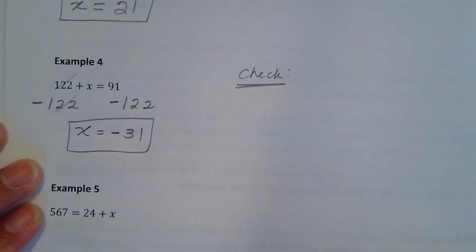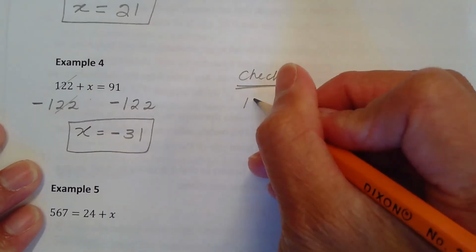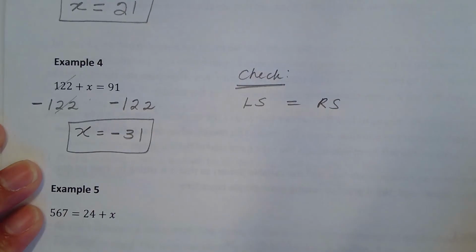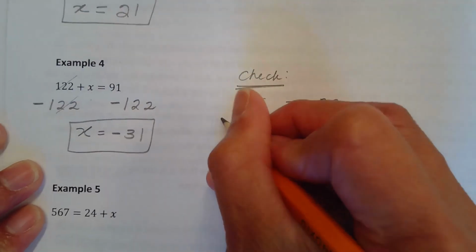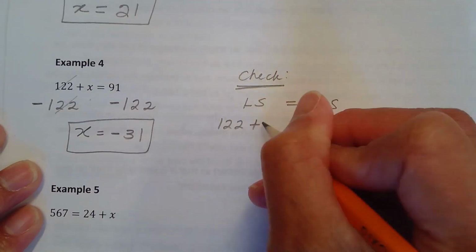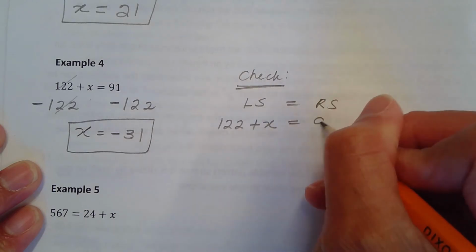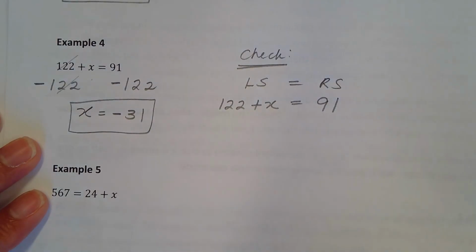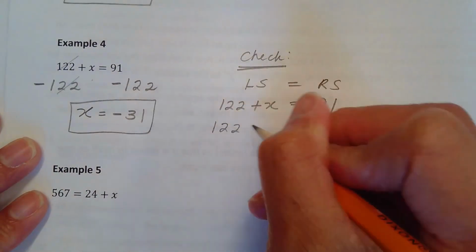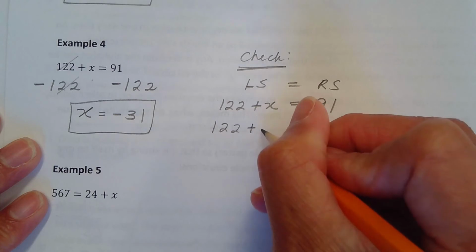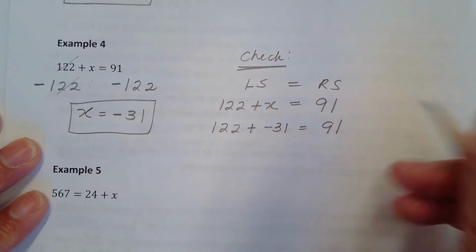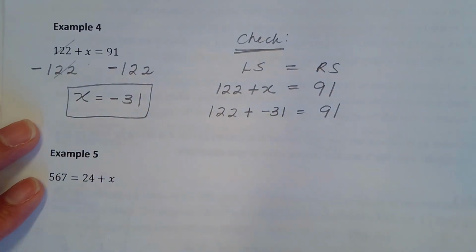Let's check our answer. Left side has to equal right side. What does the left side say? 122 plus x equals 91. Okay, I got 122 here plus negative 31. And then the right side is still 91.